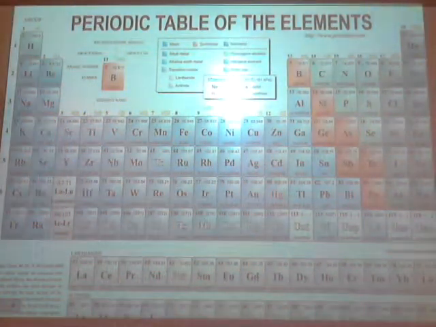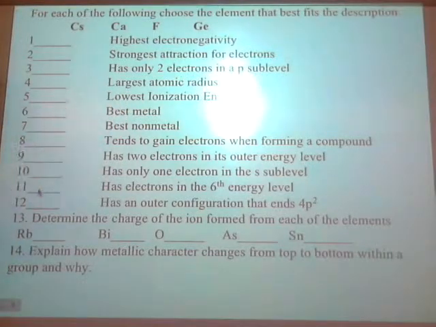Now, how about the lowest ionization energy? That's a tougher one. Not so easy. I have to think about that one. I have to ask myself the question.